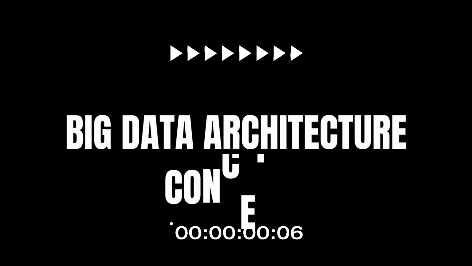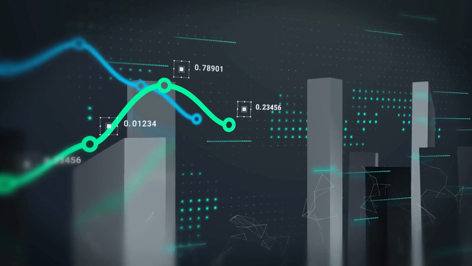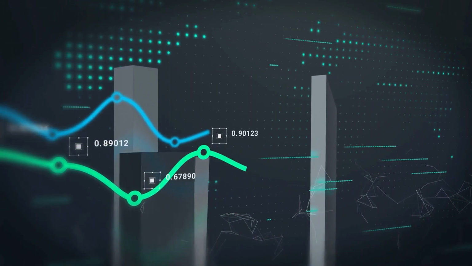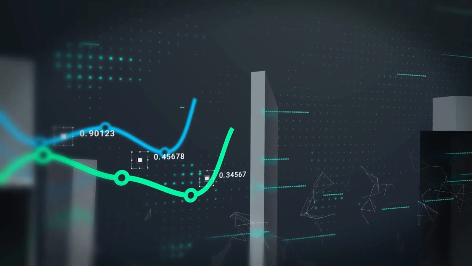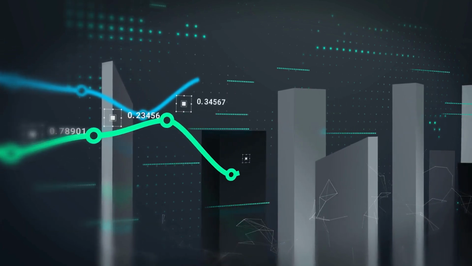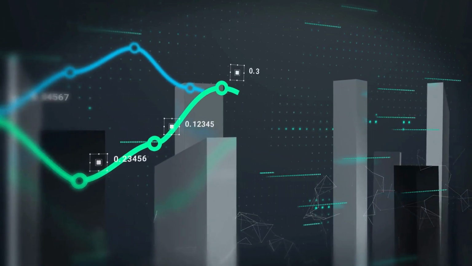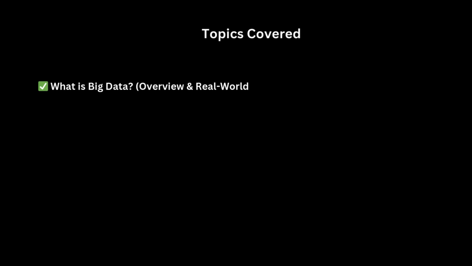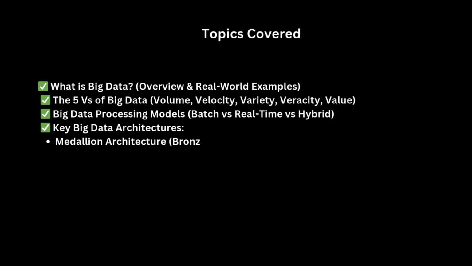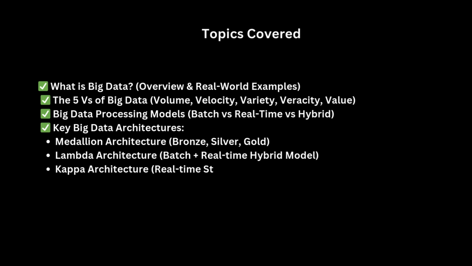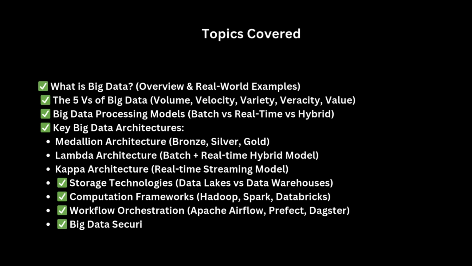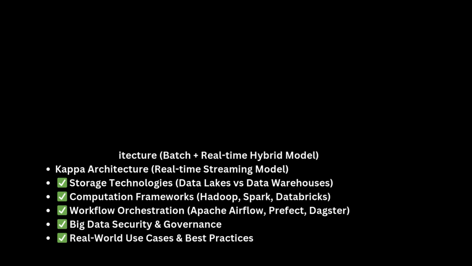Every second, trillions of bytes of data are generated from social media, IoT devices, banking transactions, healthcare systems, and more. How do companies efficiently store, process, and analyze this enormous data load? This is where big data architecture plays a crucial role. In this video, we will explore fundamental concepts, different architectures like Medallion, Lambda, and Kappa, and best practices for designing robust data pipelines. Let's dive in.